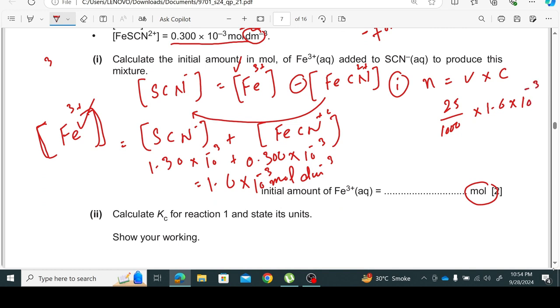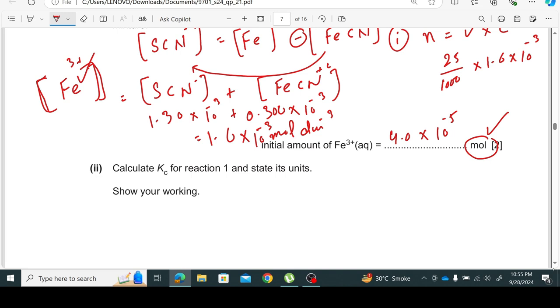Understand? So your answer should be equal to 4.0 into 10 to power minus 5 moles. Understand? It is our answer. I hope you understand this question. Calculate Kc for reaction and state its unit.